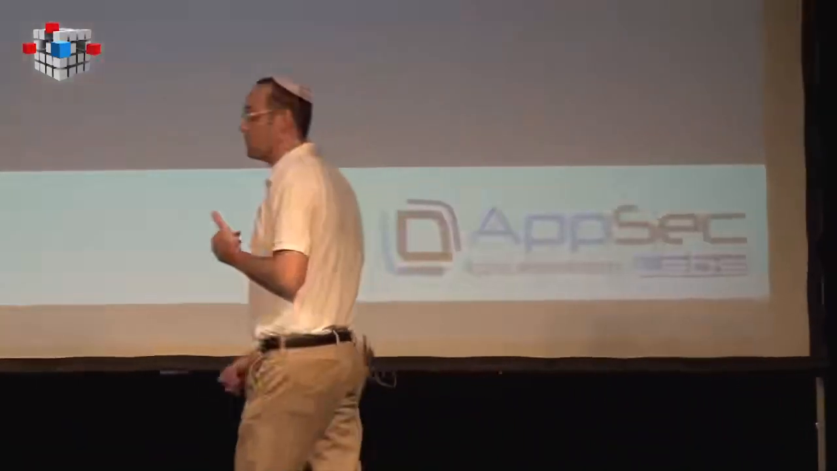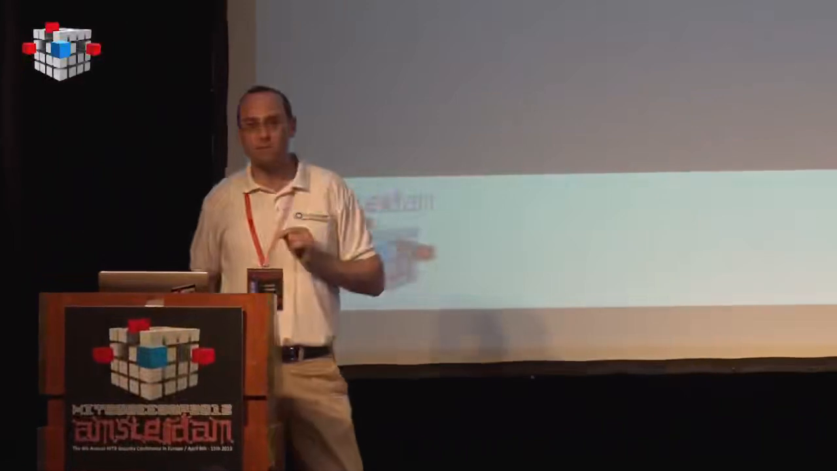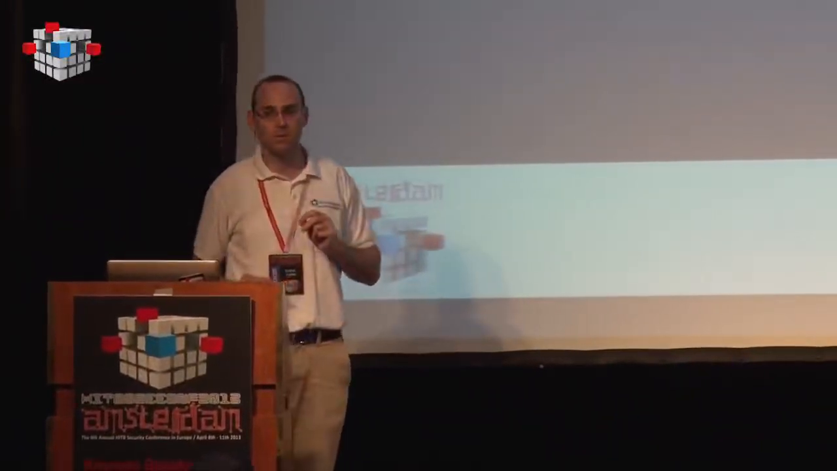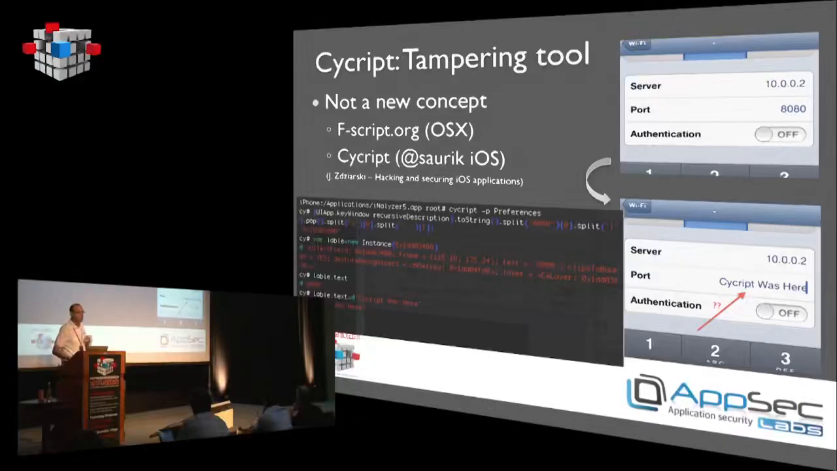Now, using Cycrypt, I can do that. I can attach to any binary running process and access its namespace and change whatever I want on the fly, without recompiling, without repatching. It's a fully tampering environment for me as a hacker. So this concept is not new. It was known for Objective-C on OS X, and is known for iOS by Cycrypt. You can download it from Cydia, which is our tool, a very good tool.